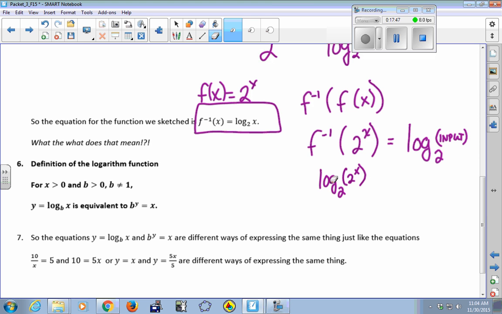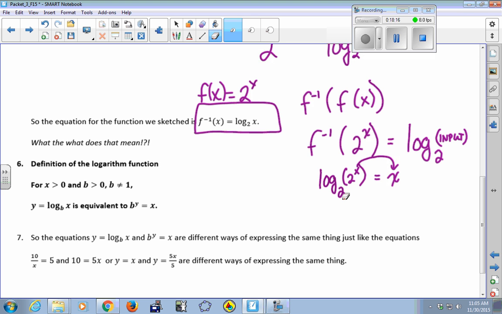And anytime I compose a log function and an exponential function with the same base, they're inverses of each other, they undo each other. What must my result be? X, what you started with. You come right back, you just lift off the exponent, just like that. Because you've composed a function with its inverse, you come back to your original.